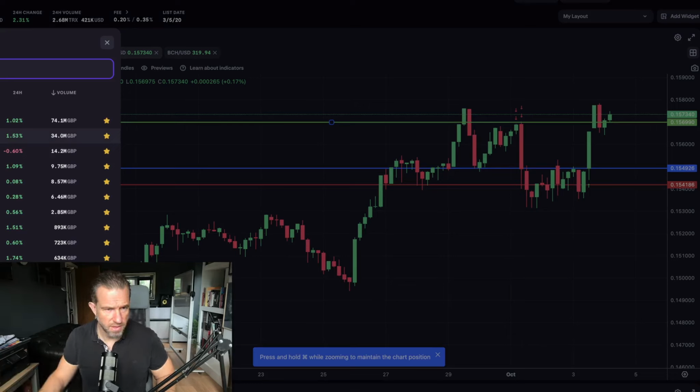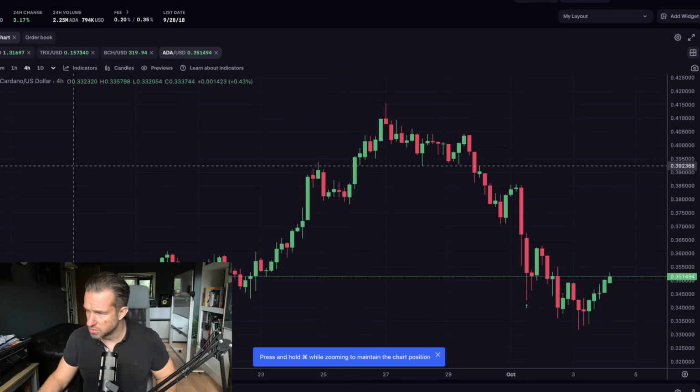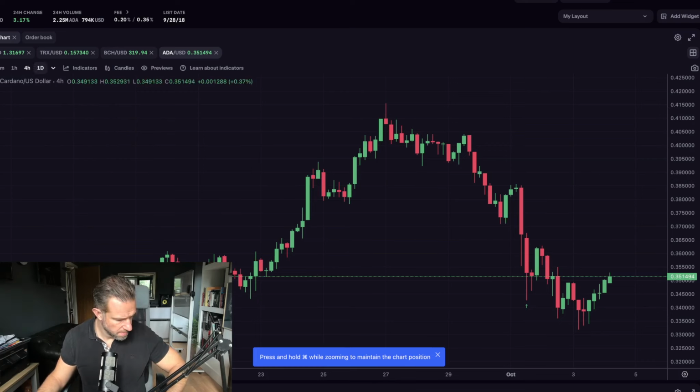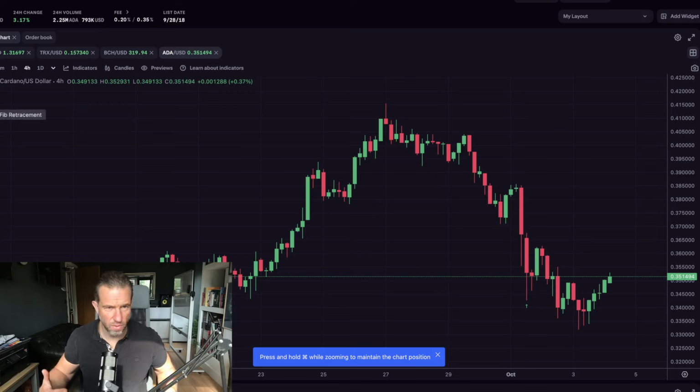Okay, so moving on to the watch list for today, we have on the 4-hourly chart Cardano against the dollar, setting up for a potential long trade at 1 p.m. UK time.